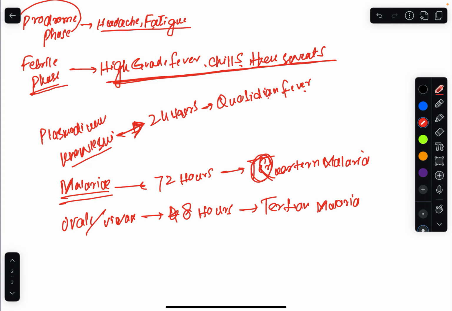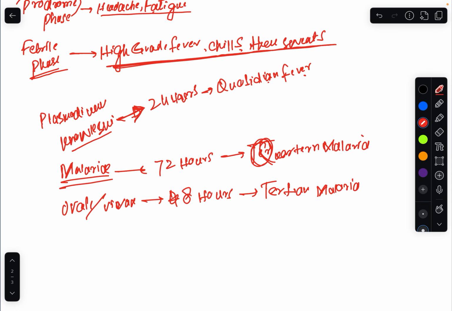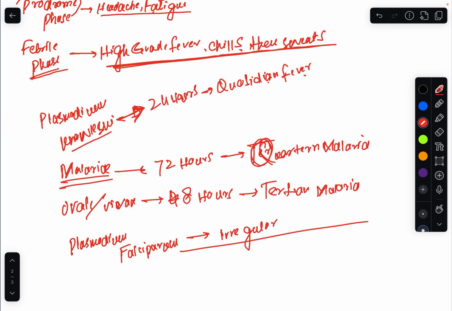And if there is no pattern of fever, it occurs irregularly, then this is known as Plasmodium falciparum, the dangerous one. Plasmodium falciparum, irregular. Remember one thing, between the febrile episodes, the patient appears well.